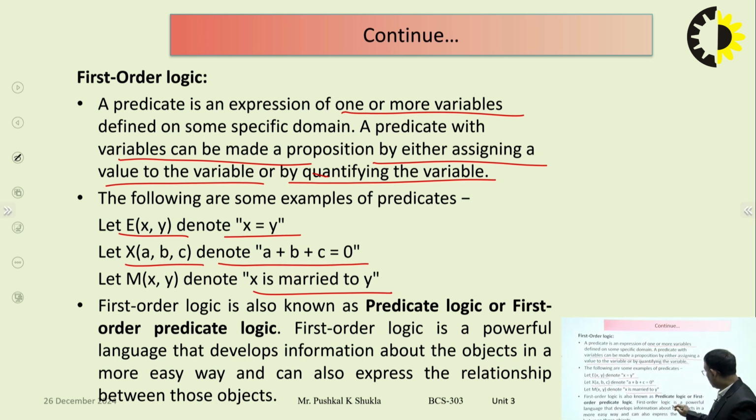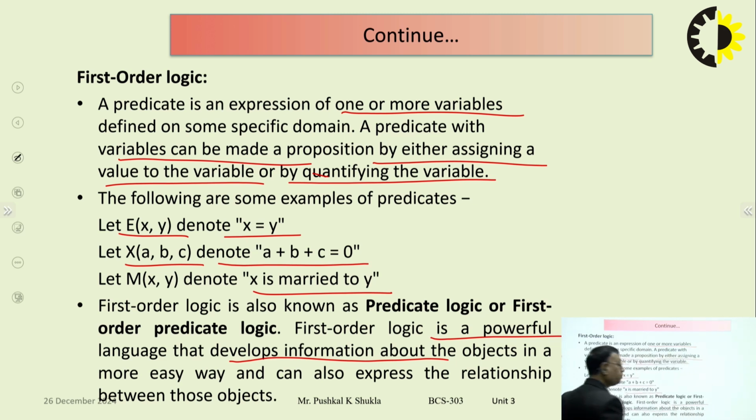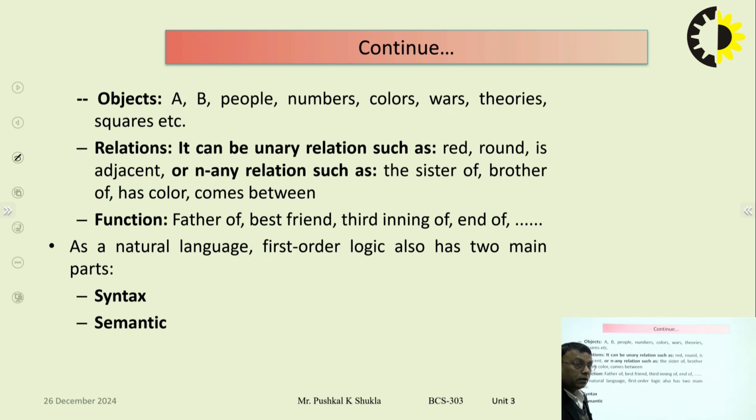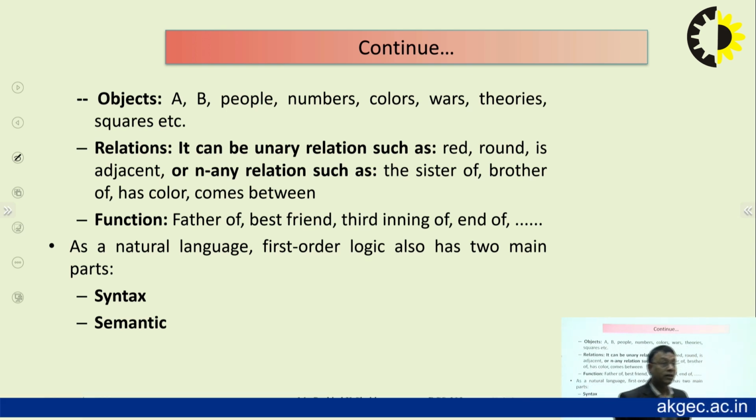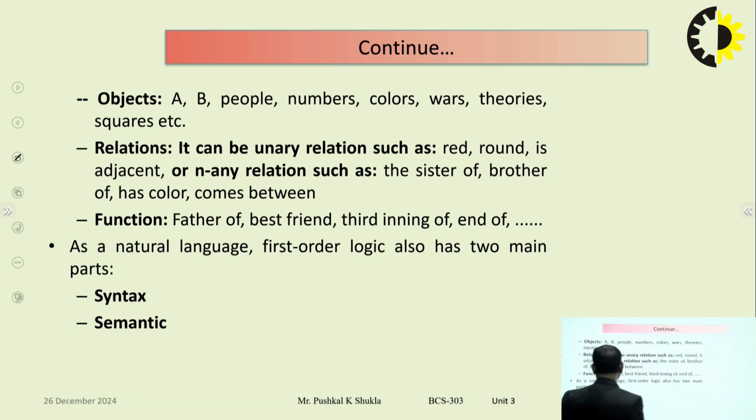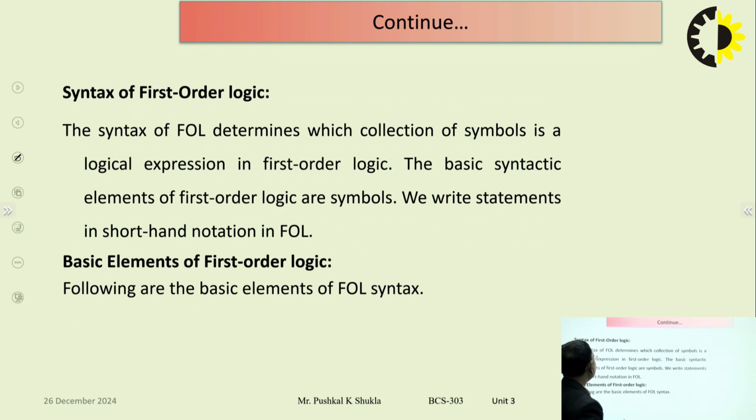First order logic is a powerful language that expresses information about objects in an easier way and can also express the relationships between those objects. Objects are people, numbers, colors, wars, theories, squares, etc. Relations can be unary, such as red, round, adjacent, or n-ary, such as sister, brother, has color. In natural language we need syntax and semantics, the two main parts of natural language.